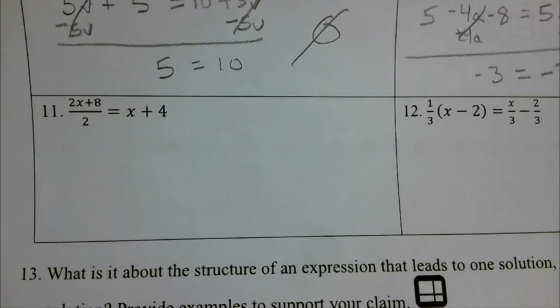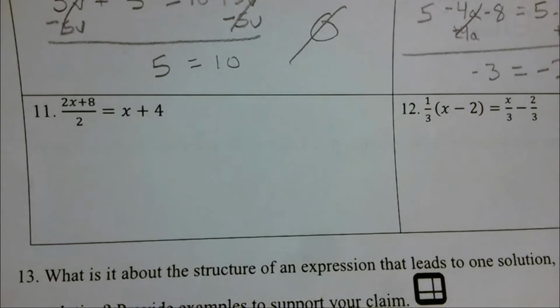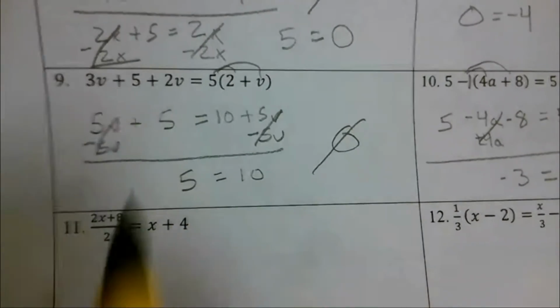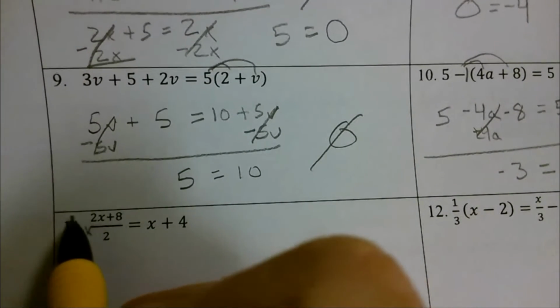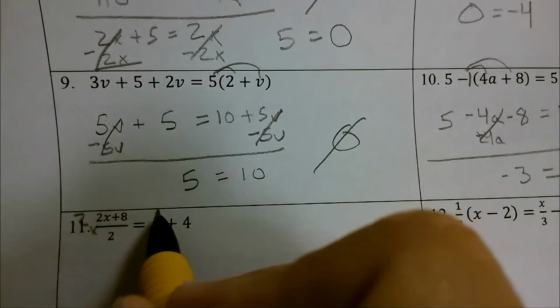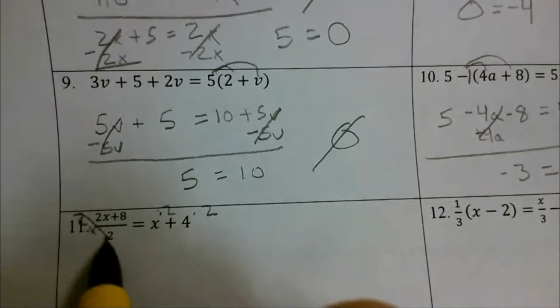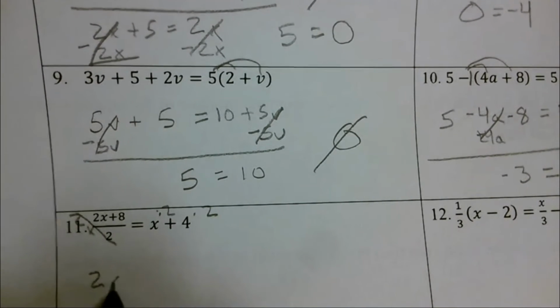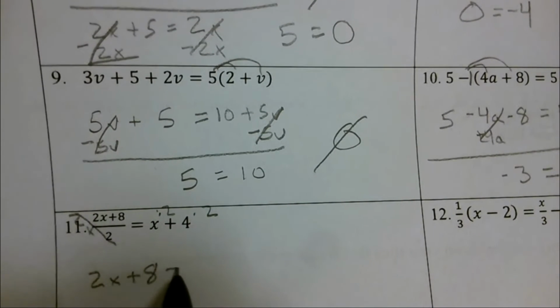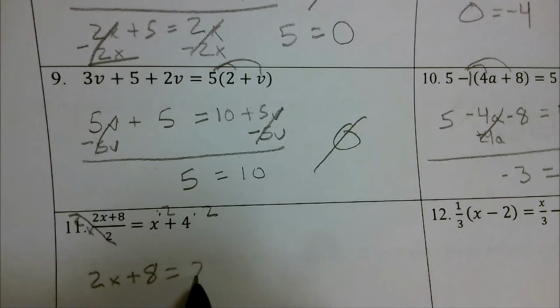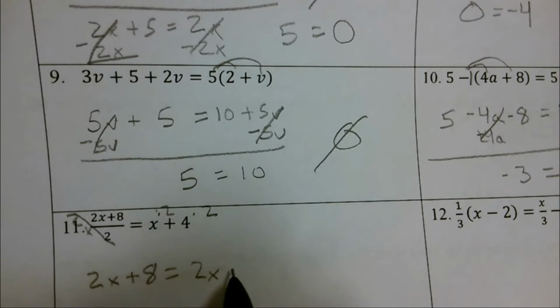Alright, number 11. So the first thing we're going to do in number 11 is clear the fraction. So what I'm going to do is multiply every term by 2. So these will cancel over here, and I'm going to be left with 2x plus 8 equals, and then x times 2 is 2x, and then 4 times 2 is 8.